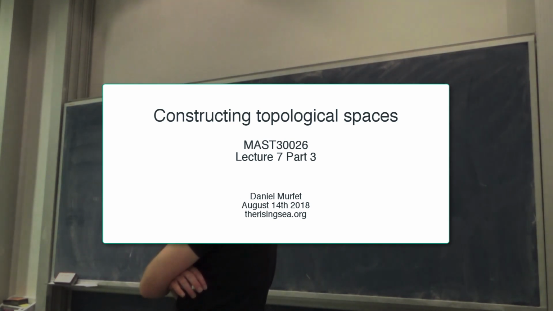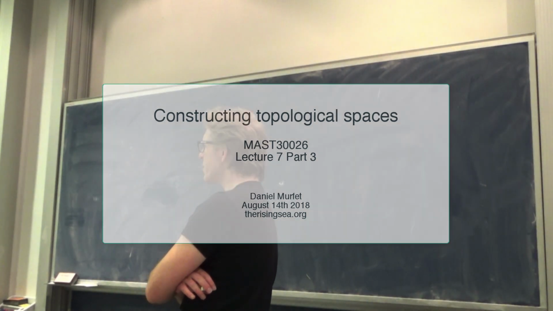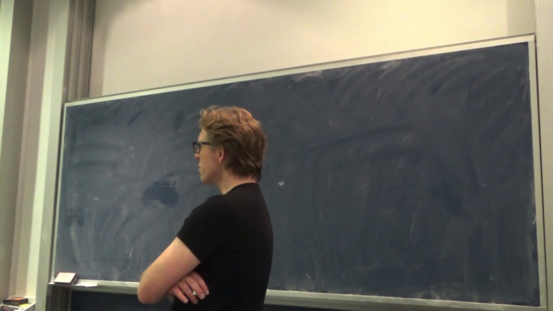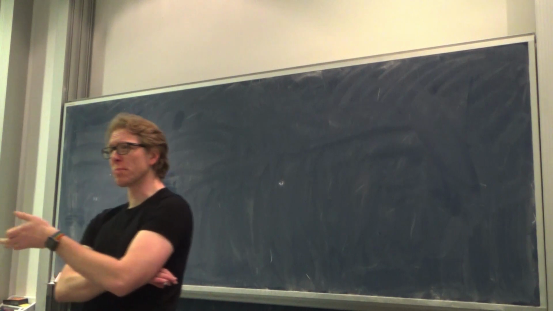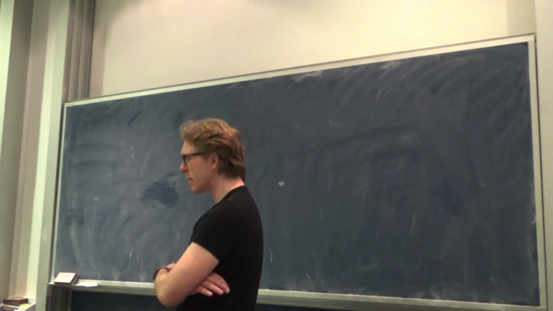All right, so last time we talked about disjoint unions, quotients, and pushouts. So the first three quarters of today will just be examples of topological spaces constructed using these methods.